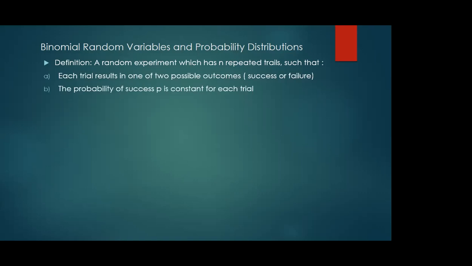Secondly, the probability of success, P, is constant for each trial. So P represents the probability of success, while 1 minus P represents the probability of failure. And each trial is independent of each other. So these are three very important characteristics of binomial distribution. Each trial results in one of two possible outcomes, success or failure, so we know that we're dealing with binomial distribution if the probability of success, P, is constant for each trial, and each trial is independent.